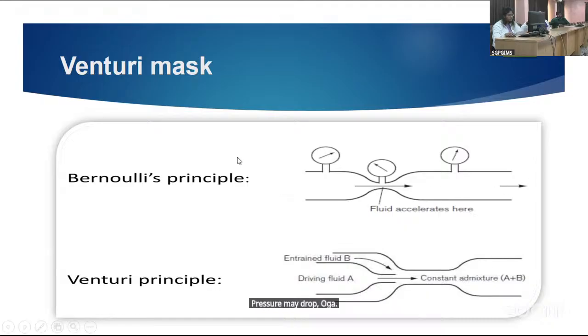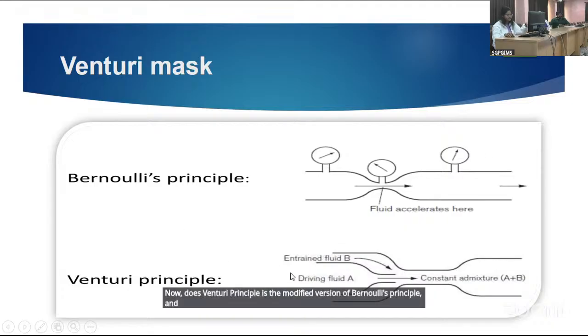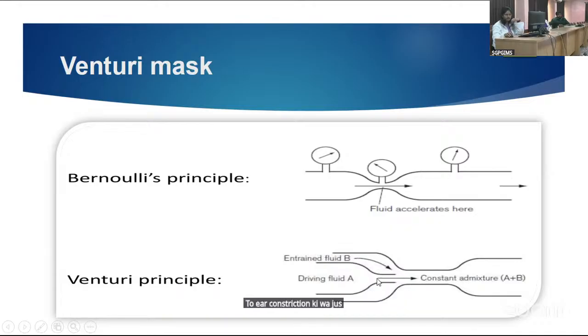So the Venturi mask is designed on the Venturi principle. Now this Venturi principle is the modified version of Bernoulli's principle. And what does it say? It says that where the air goes inside, because of this constriction, its velocity will increase.